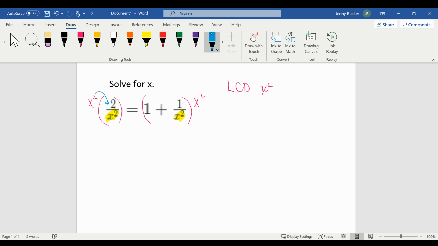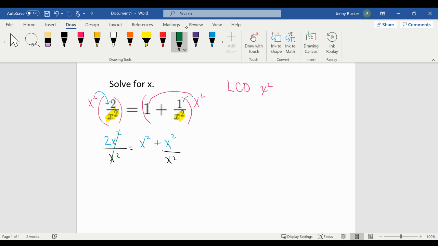So we'll distribute x squared. So that'll be 2x squared, and that's still over x squared, equals the x squared goes to the 1. So that is going to be just x squared. And here it goes to this one. So that is plus x squared, and that is still over x squared. So now we've distributed. So let's go ahead and cancel. And if we've done this correctly, we shouldn't have any more fractions.